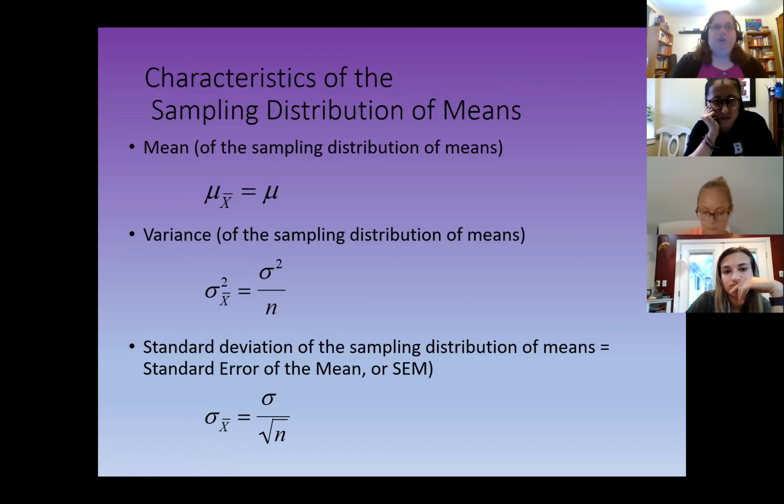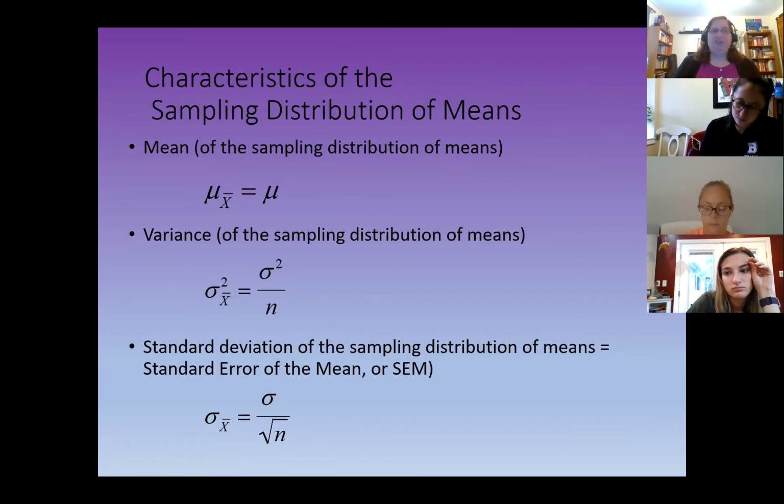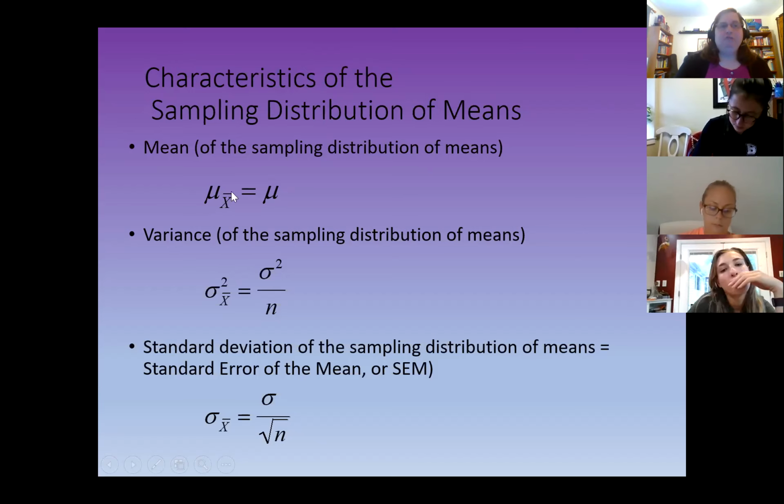So here's what I was sharing with you before, the characteristics of the sampling distribution of means. I told you could actually figure out how to go from a standard deviation within a population to one of the distribution of means. This is how you do it. The mean of the sampling distribution of means is the same as the population mean. They're equal. Remember in that other example, it was 100 for the population for the IQ scores and 100 in the sampling distribution of means. That stayed the same.